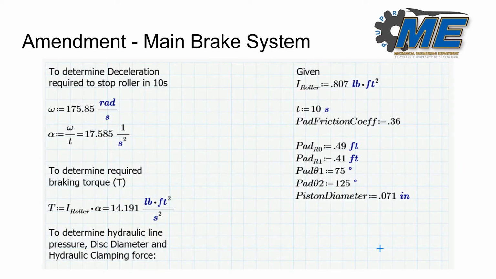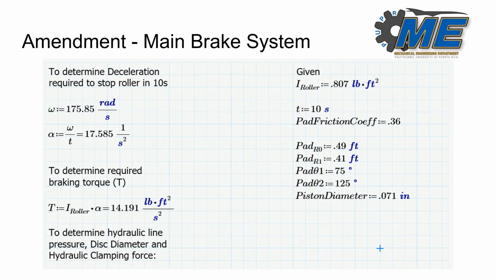For the amendment that was done to validate the system, the main changes in this subsystem are as follows. The roller inertia is going to be 0.807 pounds per foot squared. Time to stop is going to be the same at 10 seconds. Pad friction coefficient is going to be the same because the pads are the same material. The roller speed is going to be slower, so the acceleration needed is going to be lower, and the torque needed to stop is going to be lower too. The pad dimensions are going to be smaller, and the piston diameter is going to be a lot smaller.